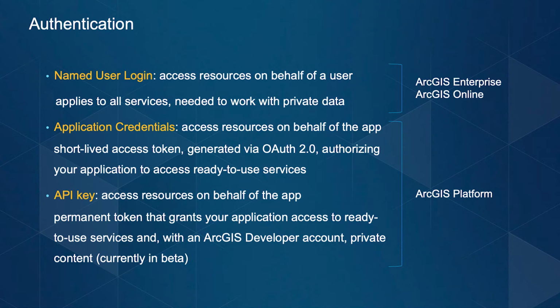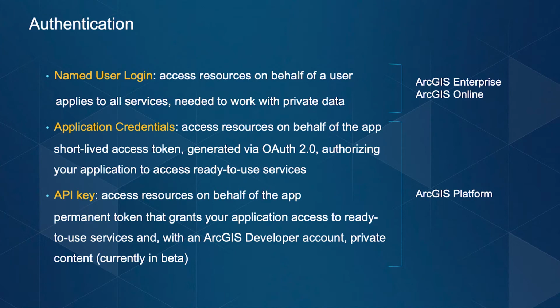With ArcGIS Platform though, you have two options. The first is application credentials, and this enables your app to access resources on behalf of the application. These are short-lived access tokens. They're generated via OAuth 2.0, authorizing your application to access ready-to-use services.